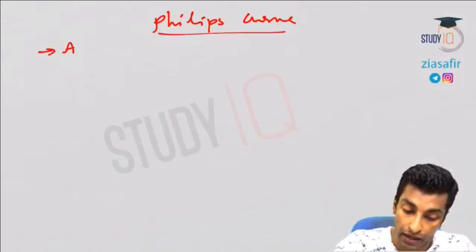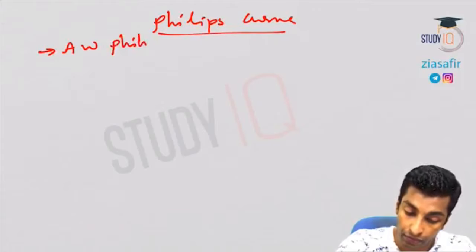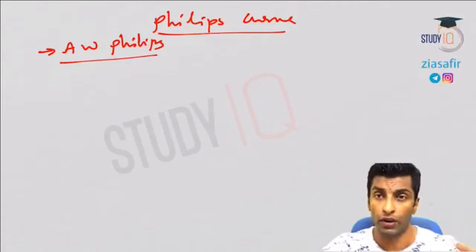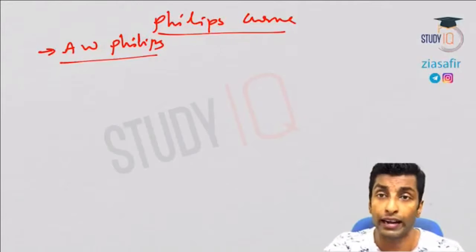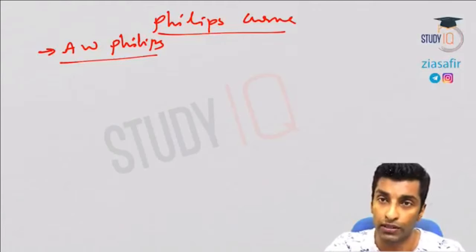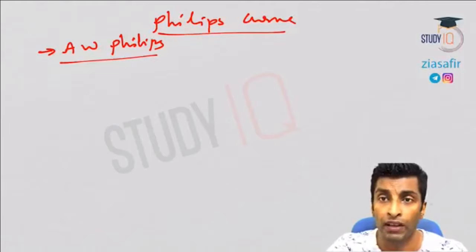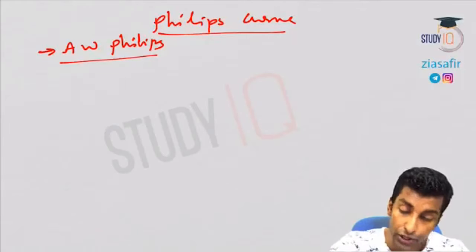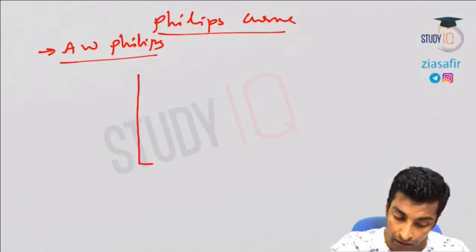It was given by A.W. Phillips. It was based on actual data which was collected over a period of 50 years, during 1900 to 1950, from the UK. So by collecting this data over a period of 50 years, he made this graph. Okay, he plotted the values. So I'll show you that graph here.